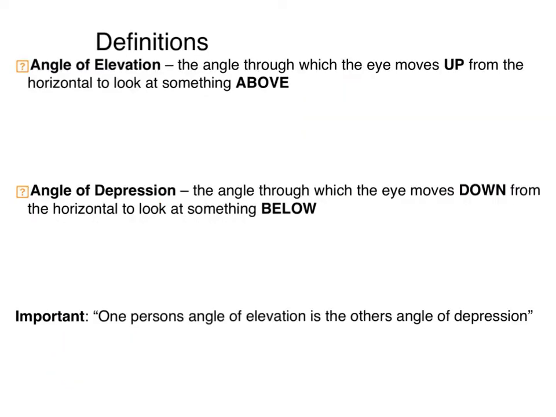Now, summarizing some of the definitions from the previous slide, the angle of elevation is the angle through which the eye moves up from the horizontal line to look at something up above. So an angle of elevation would be where you have a person and they're looking up at something from a horizontal line. So it's this angle right here.